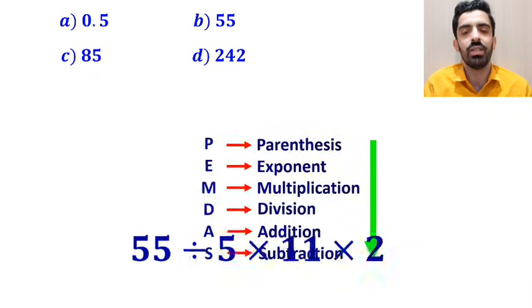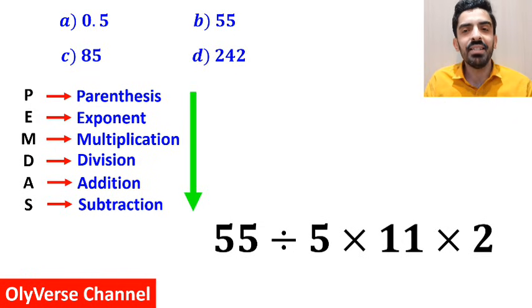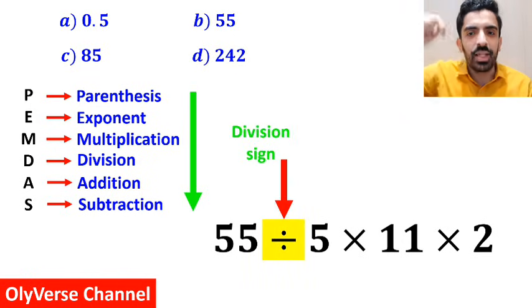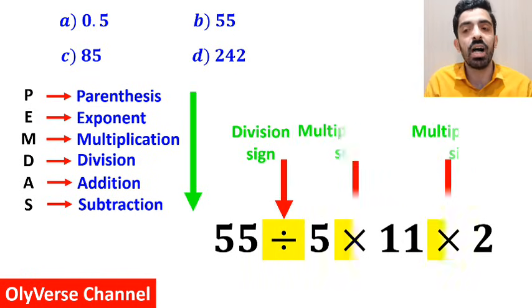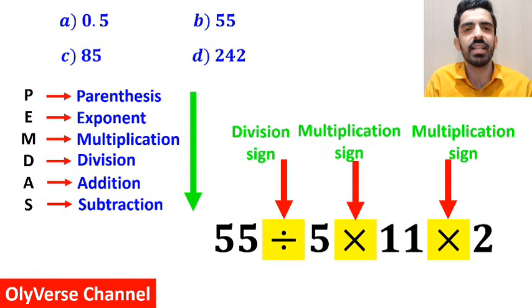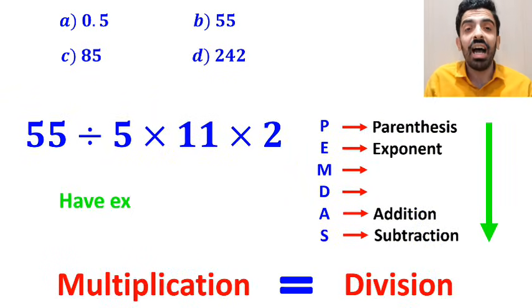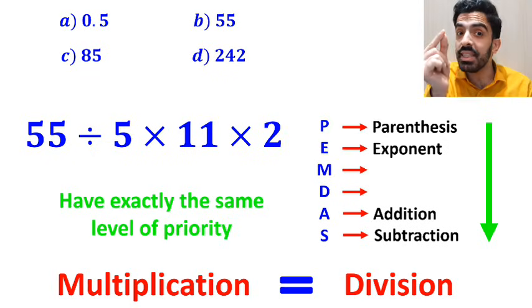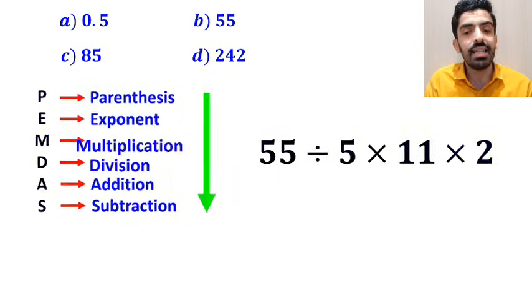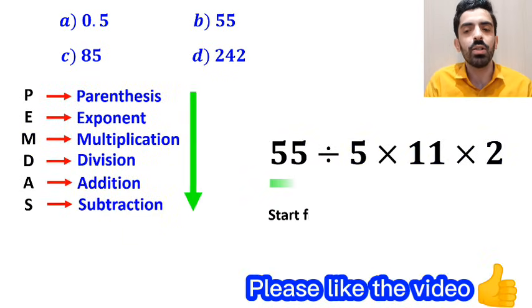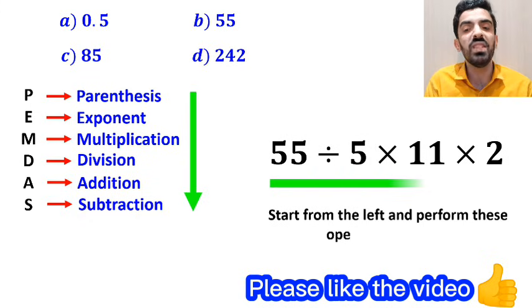multiplied by 2. Alright, as you can see on the screen, in this expression, we have one division sign followed by two multiplication signs. We must pay close attention that multiplication and division have exactly the same level of priority in the PEMDAS rule. In this situation, the best thing to do is to start from the left and perform these two operations in order.